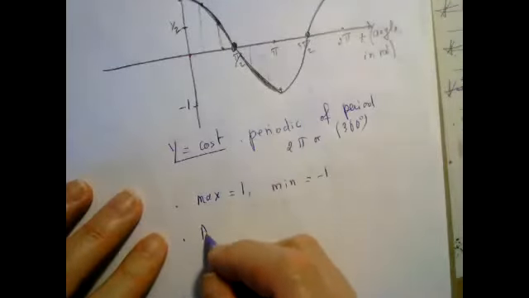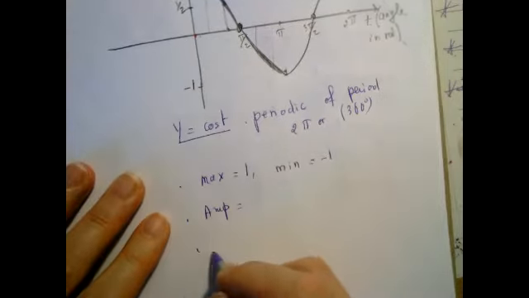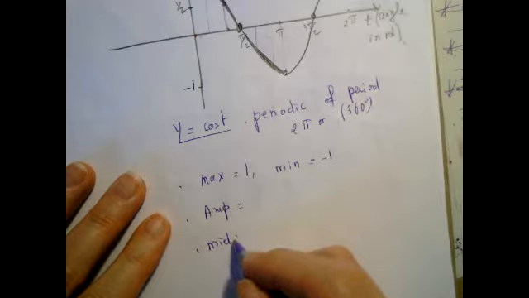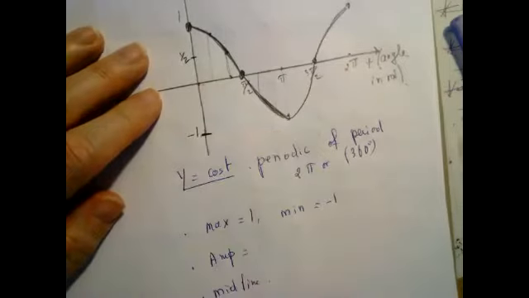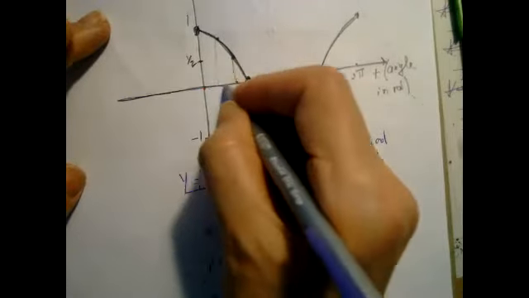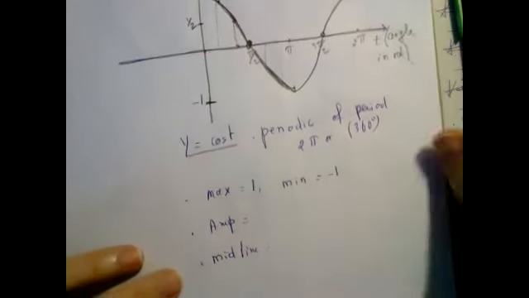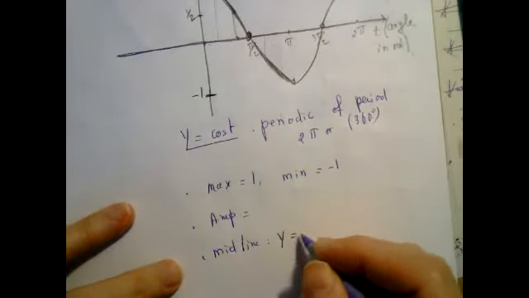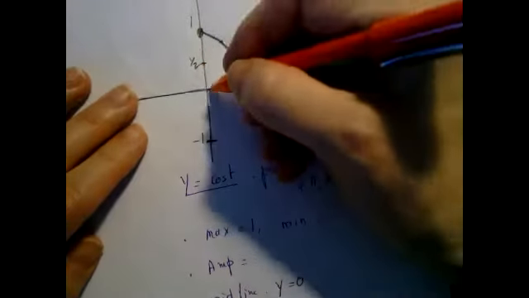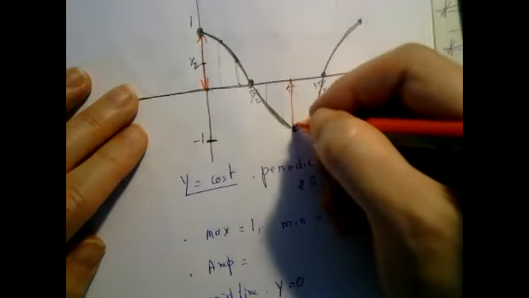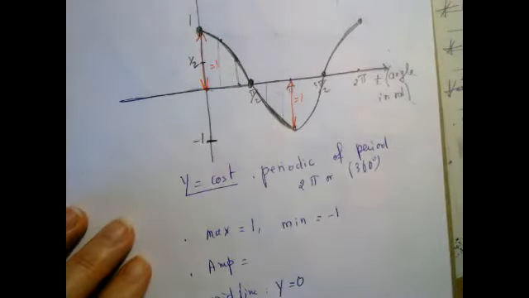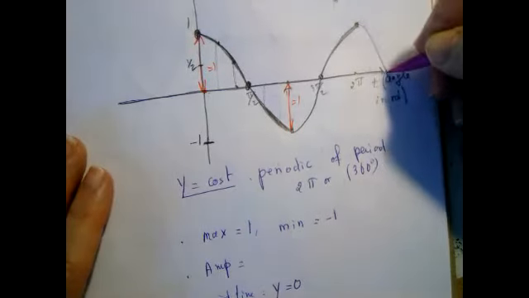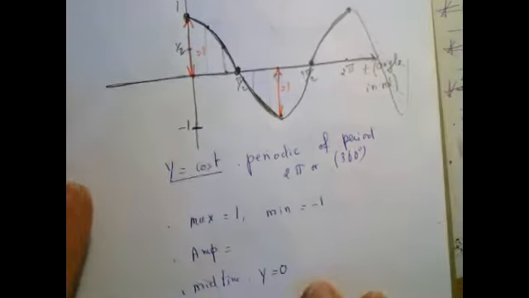The amplitude and the midline. The maximum is 1, the minimum is -1. So the midline is exactly like the sine before it. Exactly. So the midline is y equals 0. And the amplitude is from the midline to the maximum value. So that's the amplitude here or here. So the amplitude is always equal to 1. Okay. And the graph basically is going to keep going like that. The graph will repeat itself like this.